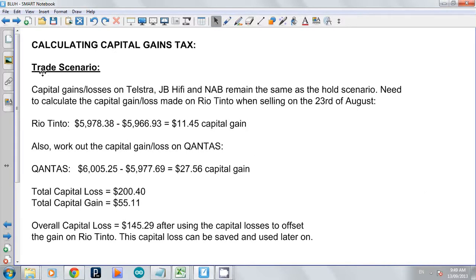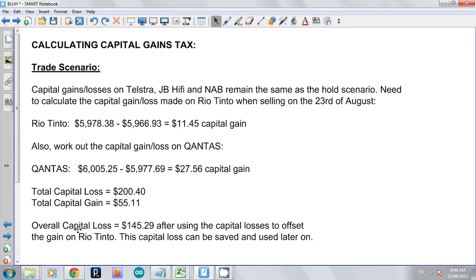Okay, so that's the capital gains tax part of it. Hopefully this helps. If your scenario is way different and you do have to do capital gains tax calculations, maybe try and get hold of me. I'll go through how to do that, or look in your textbook. Next one.